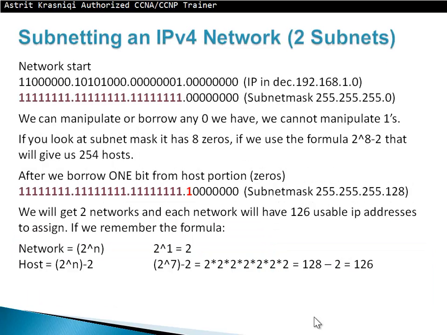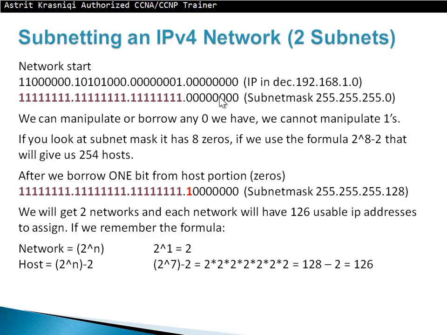So for example, we can see here on the subnetting an IPv4, and this time we create only 2 subnets. So we have this network address, 192.168.1.0. This is represented in binary on this side, with the subnet mask of 255.255.255.0, and this is represented in binary here. We can manipulate or borrow any of the zeros we have. So these zeros we can manipulate.